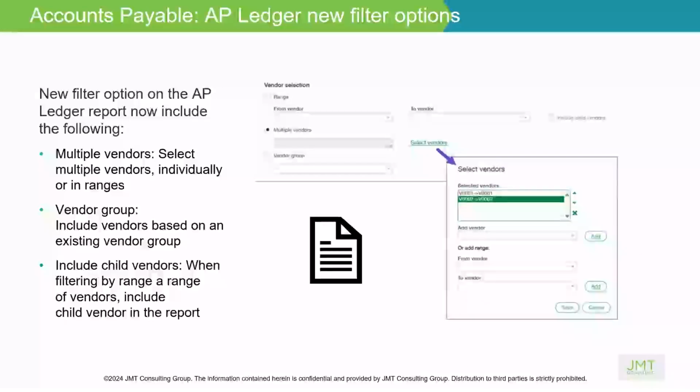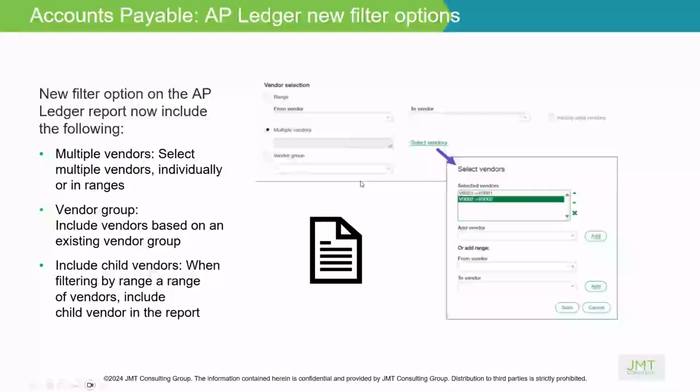Now you still have the regular vendor range, right? Or you can select multiple vendors, where if you click on the green select vendors, you can pick and choose which vendors you want to select from. It's kind of like when you run the general ledger report and you select multiple GL account codes that aren't in a range. The other cool thing is you can also filter on a vendor group.